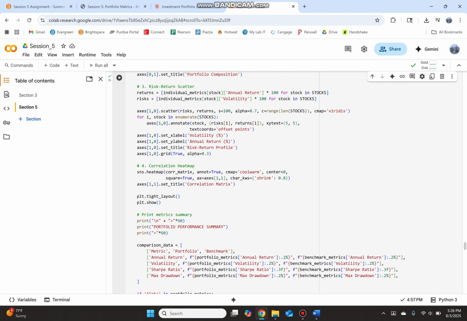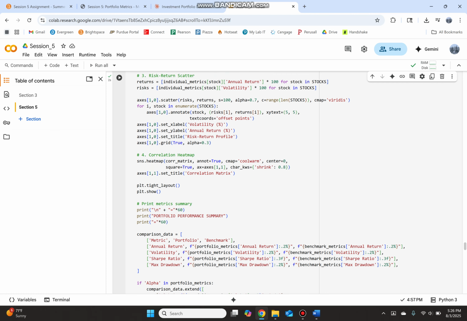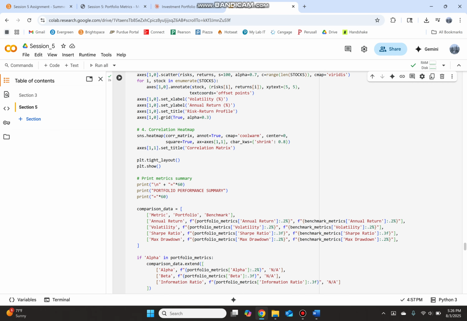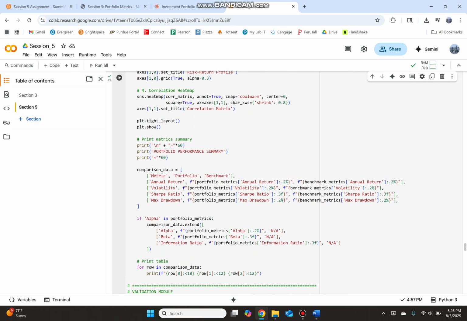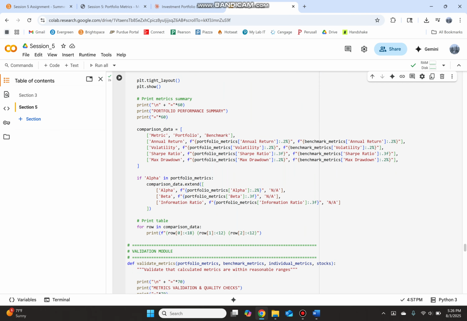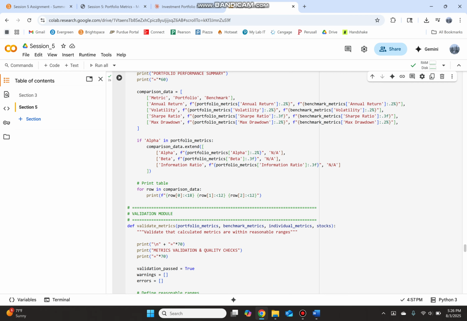Our correlation heat map is big, very big in finance, and I'll explain why each stock has its correlation. And it prints our metric summary, which gives a lot of detail on our individual stocks and metrics and what they each mean.